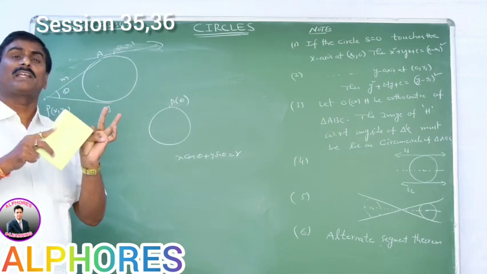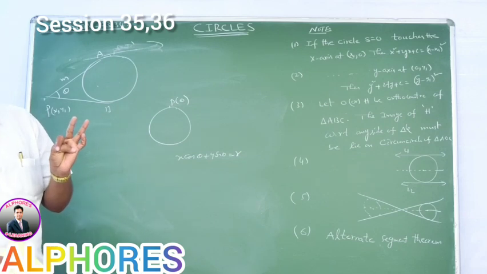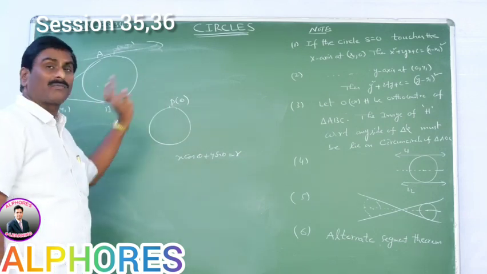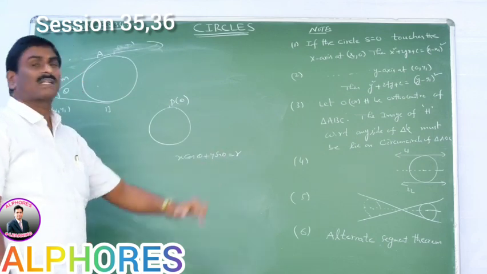If slope m is given, the equation of the tangent is y is equal to mx plus or minus r into root over 1 plus m square. And in parametric form at P of theta, the equation of the tangent is x cos theta plus y sin theta is equal to r.